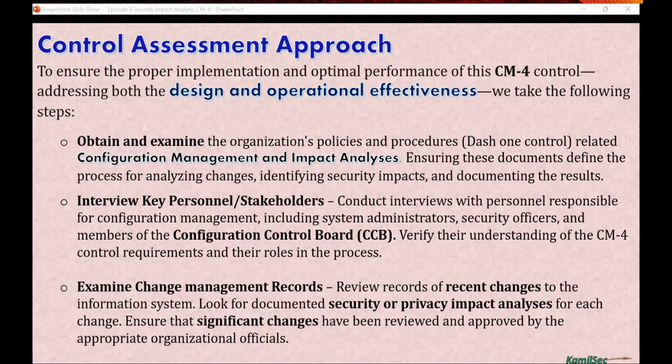So make sure the security impact or the privacy impact analysis has been properly documented and approved before the testing was carried out. And the testing should be carried out in the test environment to make sure that it has no adverse effects on the system before it is moved into the production environment.